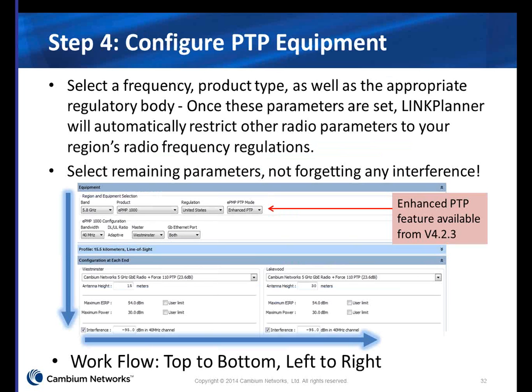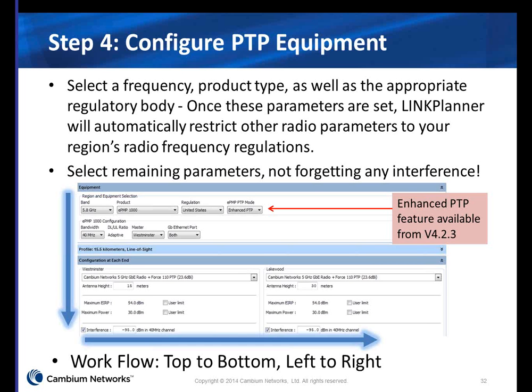Having created the link and got your obstructions in, we now need to configure the equipment. So Link Planner works from top to bottom and left to right, so we start in the top left and decide what frequency band we want to use. That will then create the appropriate product options we have available under the product. So again, here we're going to select the ePMP 1000. Following that, we can select the regulation for the United States.